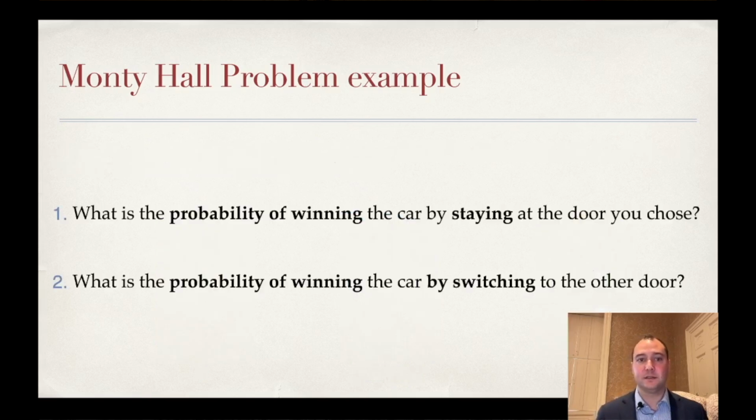Let's think about this statistically. What is the probability of winning the car if you stay at the door that you chose, door number 1? What is the probability of winning the car by switching to the other door, door number 3 in this case? There are many ways to solve this problem statistically, but I want you to think about it or maybe write it down. What do you think is the probability for number 1? What is the probability for switching to door number 3? All right? Okay, so how can we solve this?